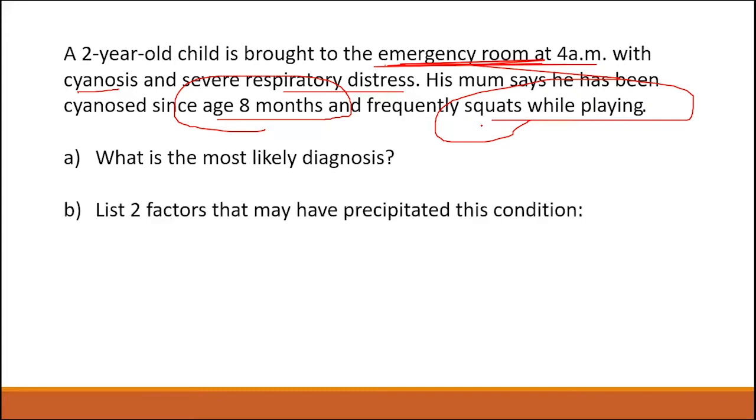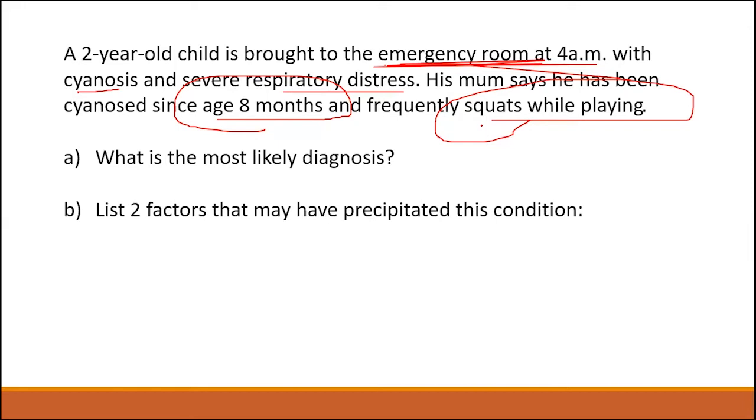List 2 factors that may have precipitated this condition. So look at it. Somebody is having a problem with the heart. So basically, there's a problem with the right ventricle. There's a problem with the aorta. There's a problem with the ventricles. So you ask yourself, what 2 factors could precipitate this condition? And one, when somebody is having an infection. So one, infection.